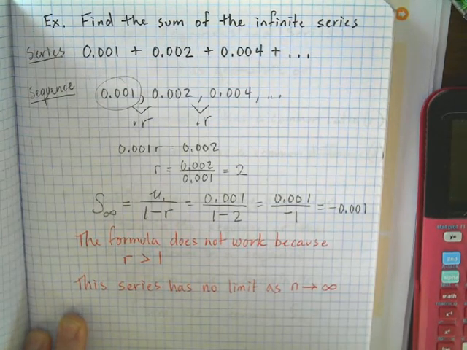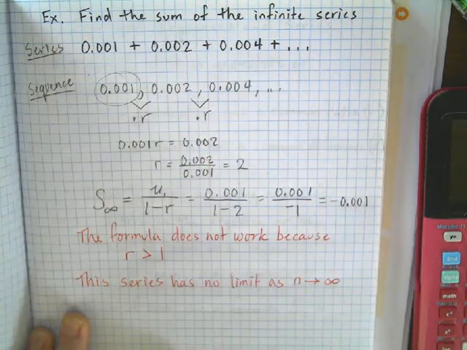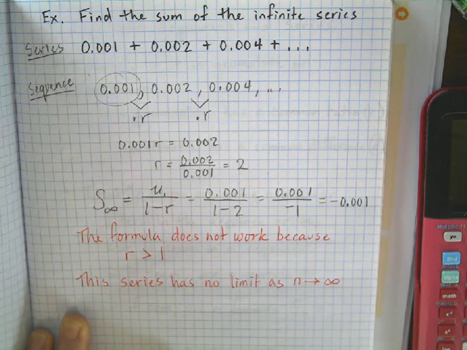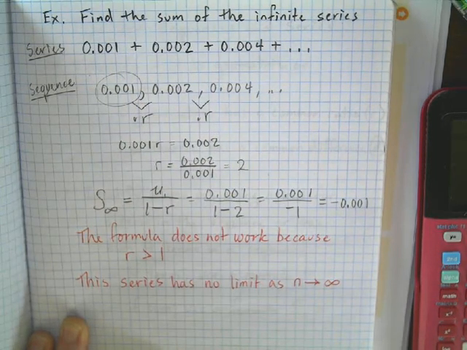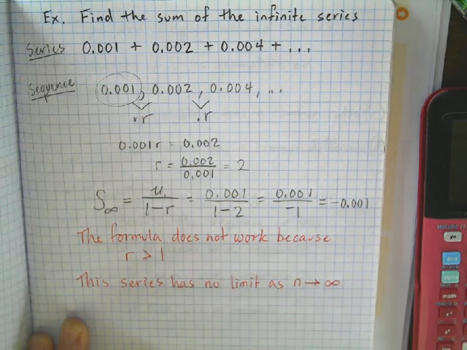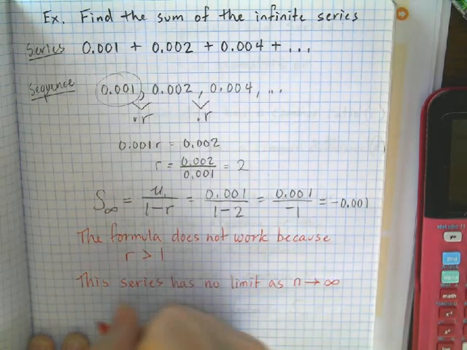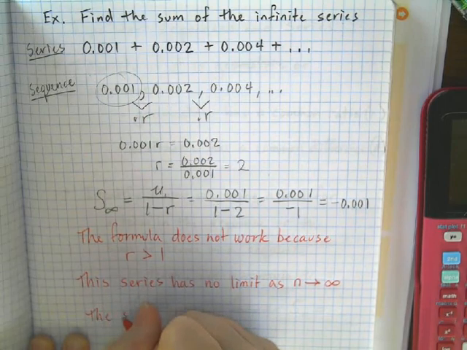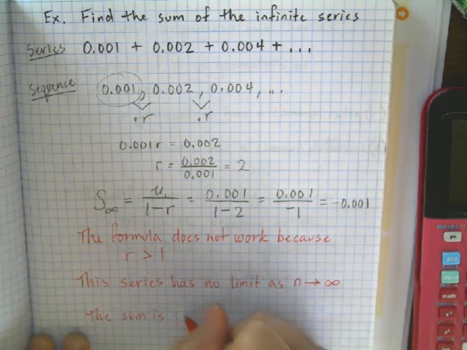If we keep going and try to add these, it's just going to get bigger and bigger and bigger. It's never going to approach anything. It's going to go to infinity itself. So the answer here would be it goes to infinity. It has no limit. So special vocabulary for this, we would say the sum, this one right here, the sum is divergent.